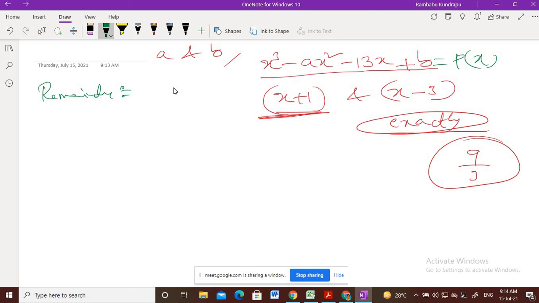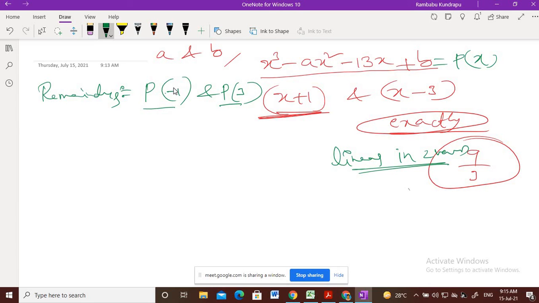By following the remainder theorem, p of minus 1 is the remainder, and also p of 3 is the remainder. So from these two, you will get two linear equations in two variables in terms of A and B. By solving those equations, you will get A and B.